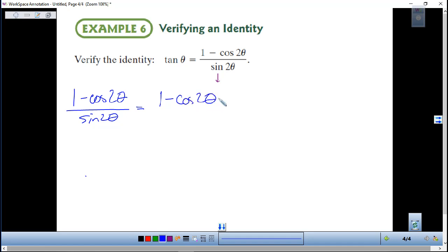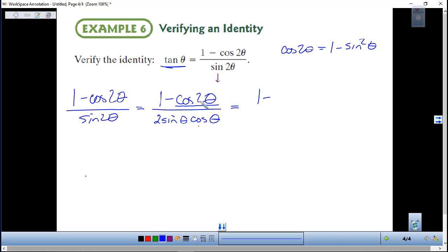1 minus cosine 2 theta over sine 2 theta, which is 2 sine theta cosine theta. Now remember, I'm trying to get this thing to equal tangent. And tangent, of course, is sine over cosine. So I'm going to need this, and I want to get rid of this sine and this 2. So I think I'm going to take this and use the thing that says cosine 2 theta equals 1 minus sine squared theta. That's going to make more sense than bringing another cosine in here. I don't want the cosine, and I want to get rid of this sine. So let's try that.